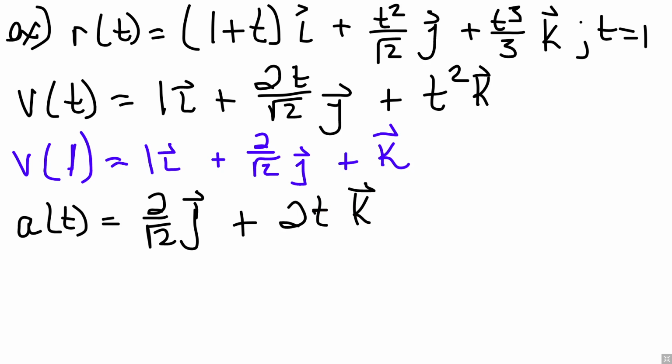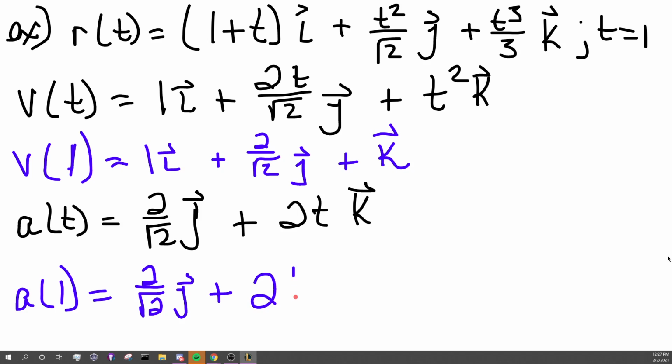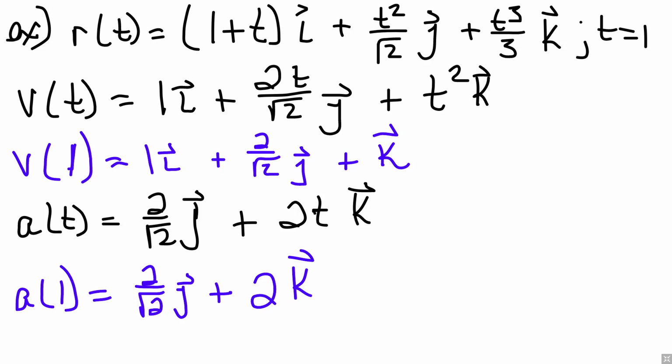There we go. All right, so if we take a look at the value of acceleration at 1, if we plug in 1, for the first component, in this case which is j, we're going to have 2 over the square root of 2 in the j direction plus for the second component, which is k, we're going to have 2 in the k direction. Okay. Any questions there?